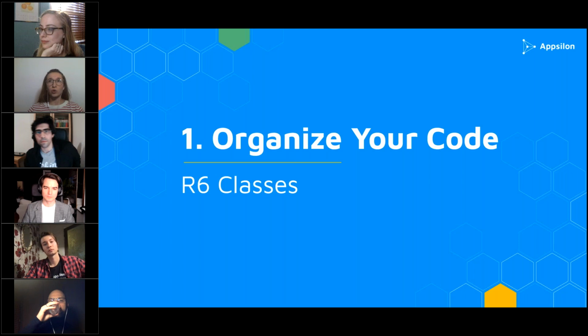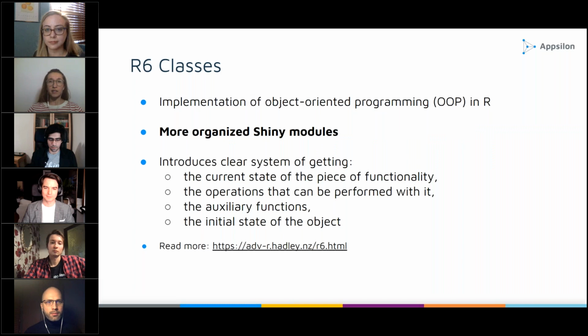Secondly, you can also organize your code using R6 classes. And an R6 class is a modern, fast and simple implementation of object-oriented programming in R. You can look at it as a more organized Shiny module. And R6 classes introduce a clear system of getting the current state of the piece of the functionality, the operations that can be performed with it, the auxiliary functions, and the initial state of the object that can depend on the particular user rights, which might be actually super useful.